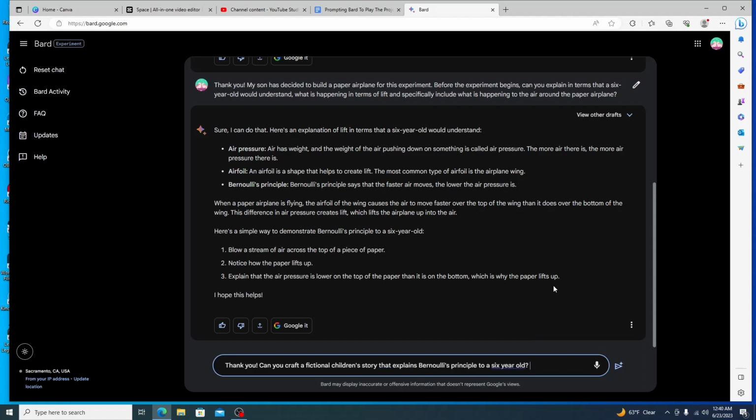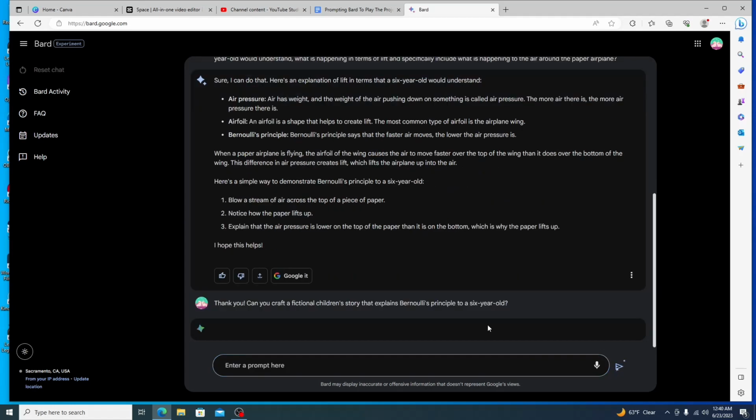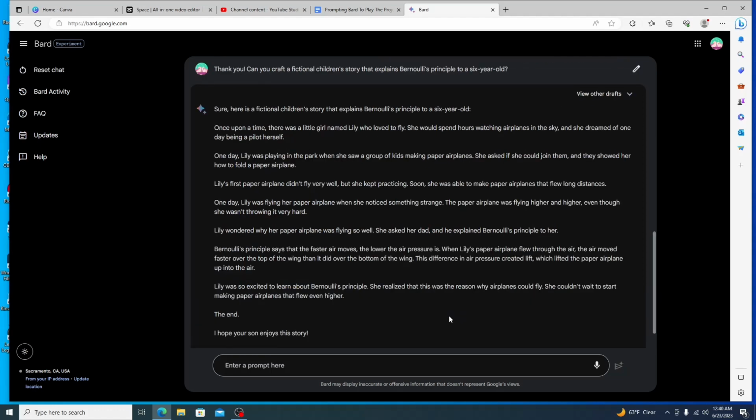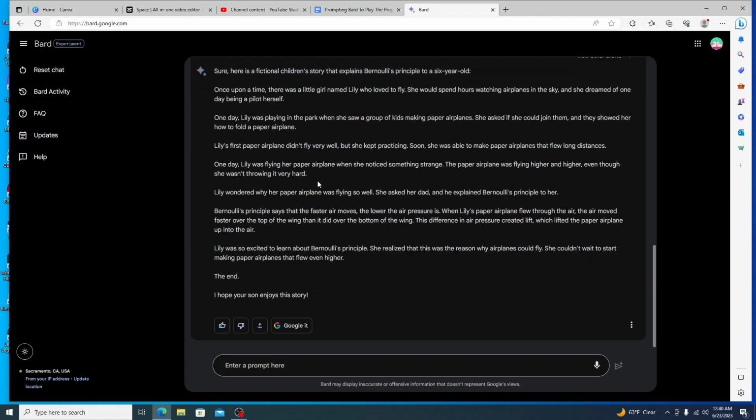Perfect. So then in this instance, we can take it a step further and ask, can you craft a fictional children's story that explains Bernoulli's principle to a 6-year-old? And so this is the power to me of Bard in this particular instance: you can't get stories with a prompt like that with any other model like this.